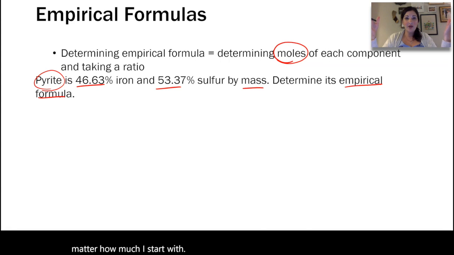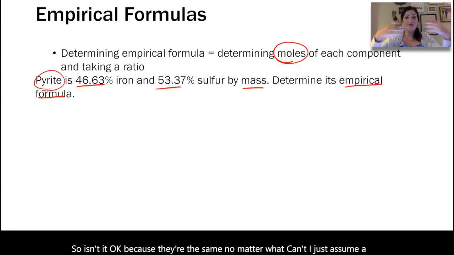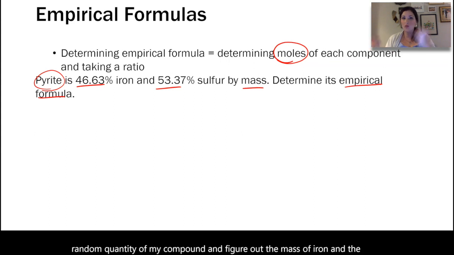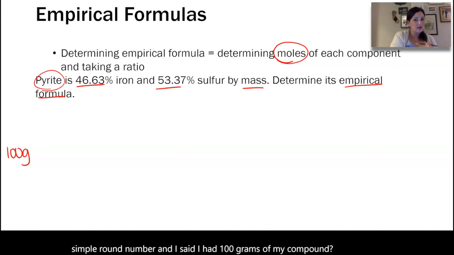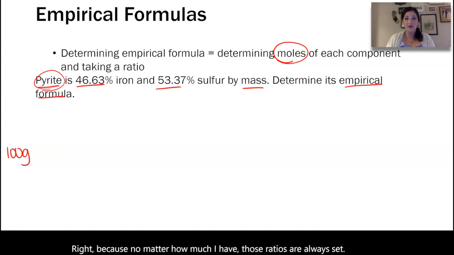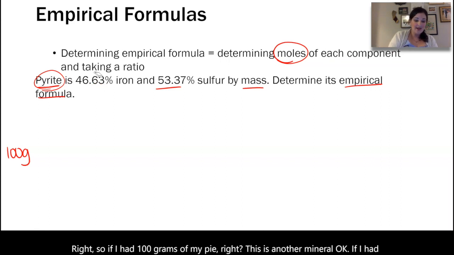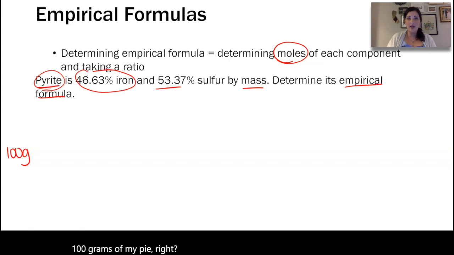So isn't it okay, because they're the same no matter what, can't I just assume a random quantity of my compound and figure out the mass of iron and the mass of sulfur using the mass percentages, right? So what if I just took a really simple round number and I said I had 100 grams of my compound? Because no matter how much I have, those ratios are always set. So if I had 100 grams of my pyrite, this is another mineral, okay? If I had 100 grams of my pyrite, what would the mass of iron be if it's 46.63% iron?